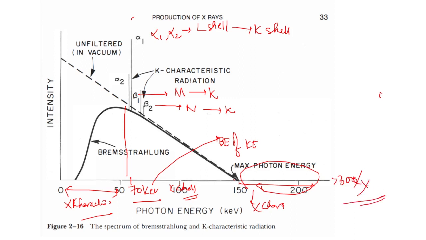So this is about the different types of Bremsstrahlung and the photoelectric effect. Then the next important thing is the intensity of the X-ray beam.